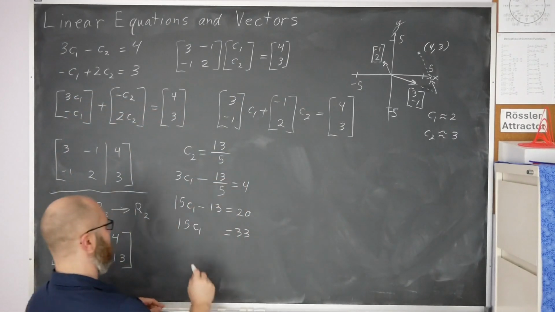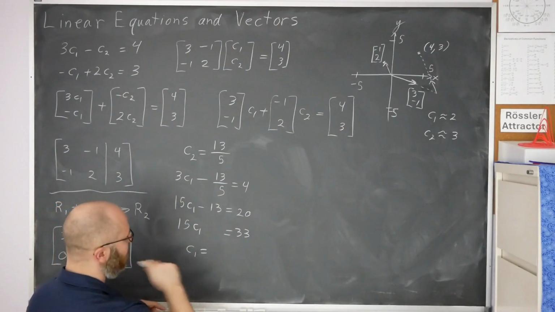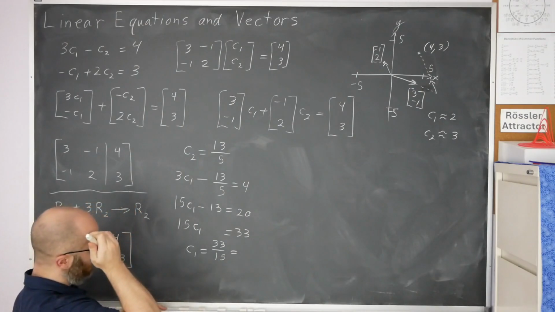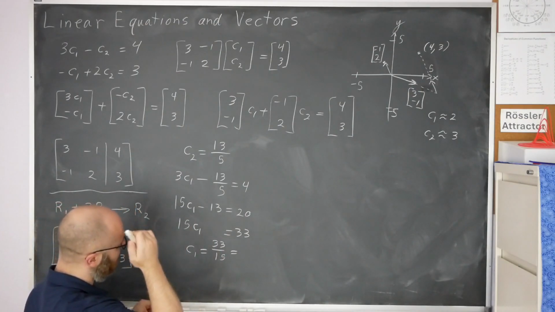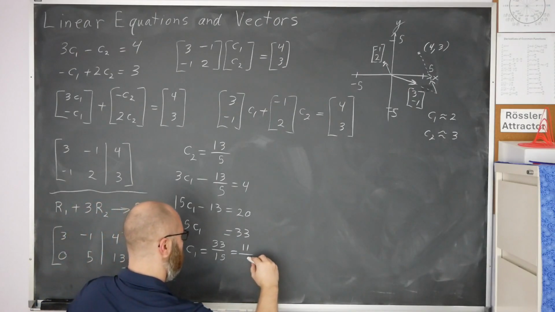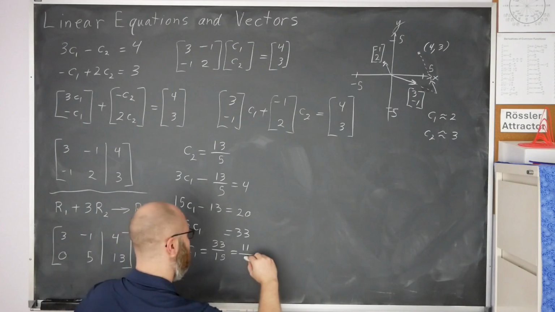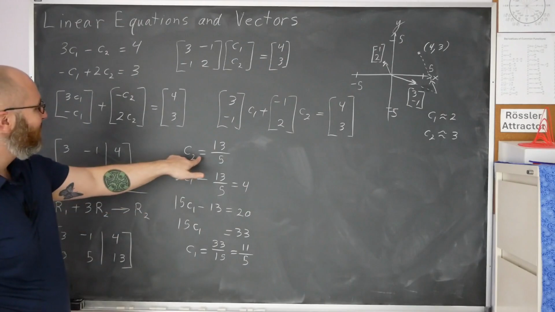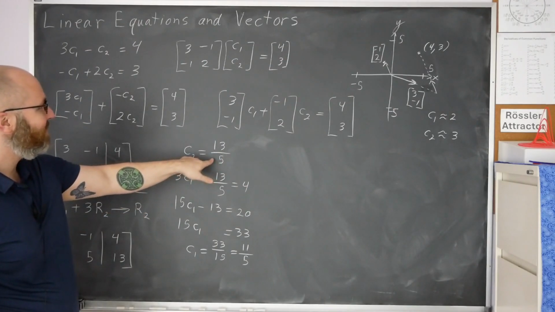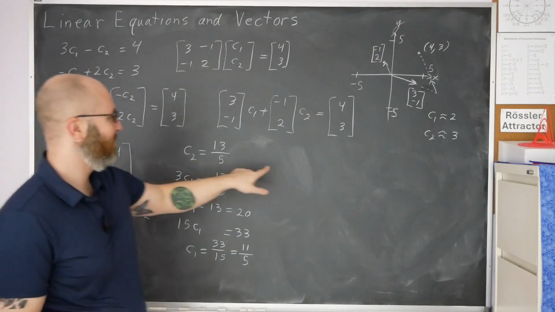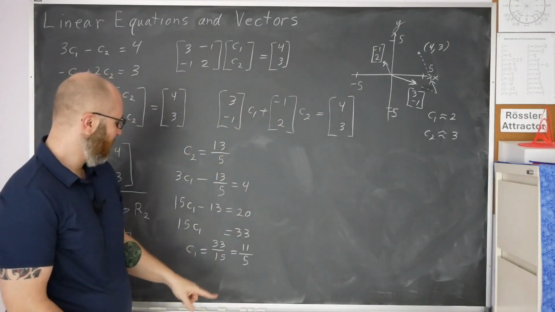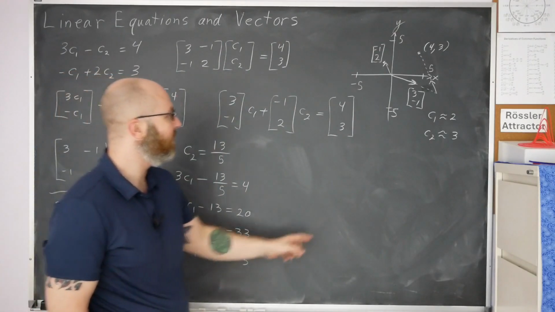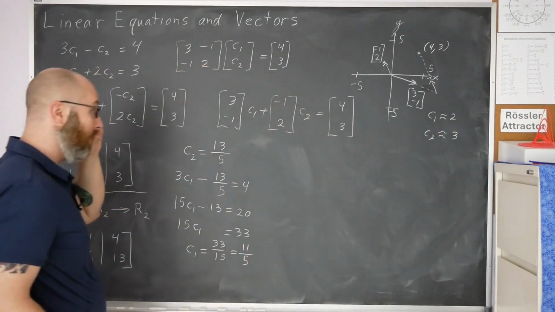So then C1 equals 33 over 15, which I'm pretty sure is, okay, if they both have 3 in common, so it's 11 over 5. All right, I did okay-ish. So 13 fifths, that's almost 3, right? 15 fifths would have been 3. And then 11 fifths, well, that's almost 2. If I subtracted 1 fifth, I would have gotten 10 fifths. That would have been 2.